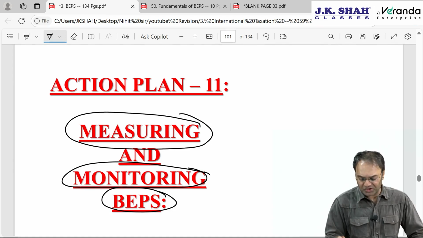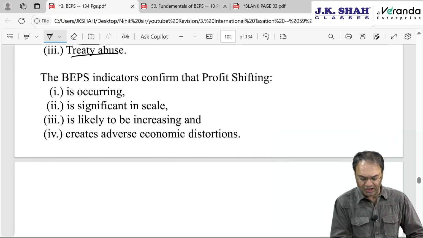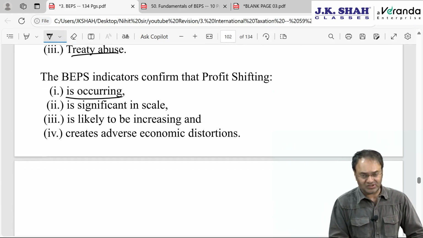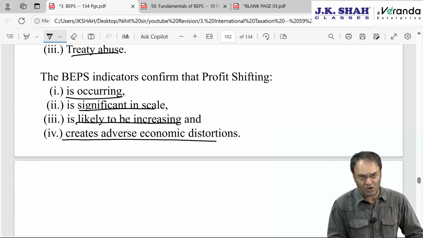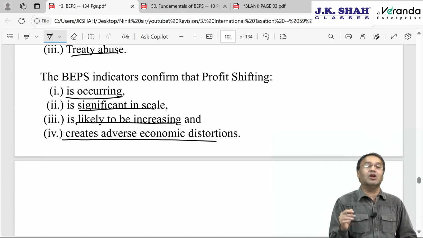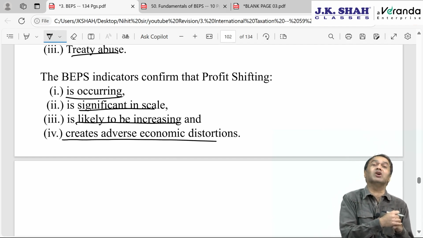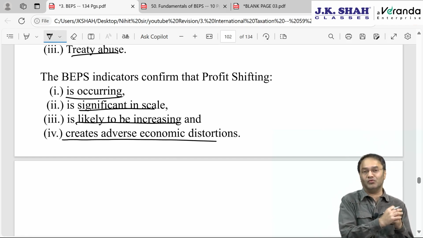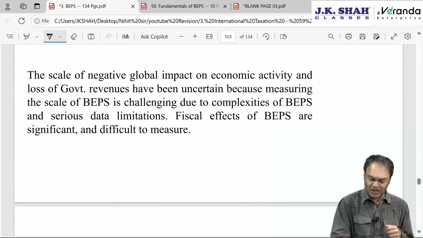What are the data limitations? OECD says that profit shifting through transfer mispricing, strategic location of intangibles and debt, and treaty abuse is occurring, it is increasing, it is significant, it is likely to increase, and it creates adverse economic distortion. All these things are okay. But what is the problem? Why are we not able to measure? If somebody wants to find out the total revenue loss to various governments because of BEPS, is it $5 trillion, $10 trillion every year? Not possible because of serious data limitation.